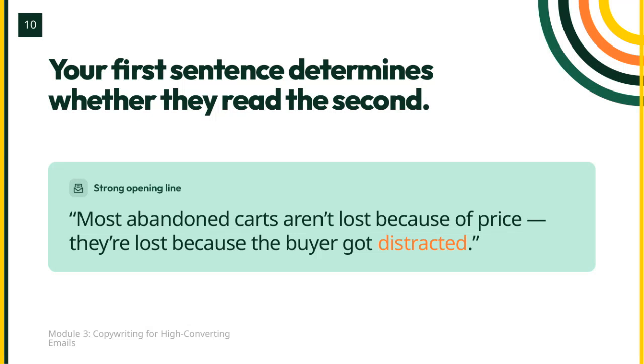The first sentence of your message is crucial because it sets the tone and determines if your audience will continue reading. A strong opening line grabs attention immediately, drawing people in. For example, consider this: most abandoned carts aren't lost due to price, but because the buyer got distracted. That insight highlights how important it is to engage readers right away to keep them focused. This idea is central to Module 3, where we dive into copywriting techniques for crafting high-converting emails. Remember, the strength of your opening can make all the difference.